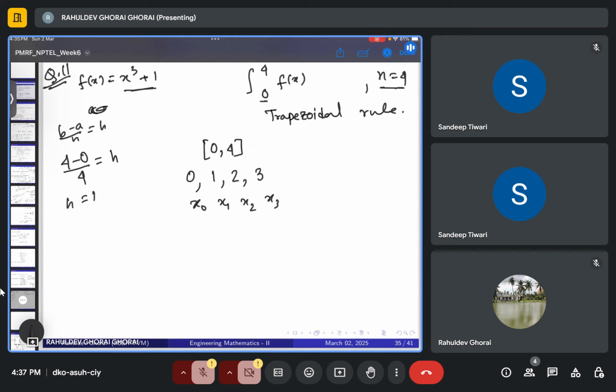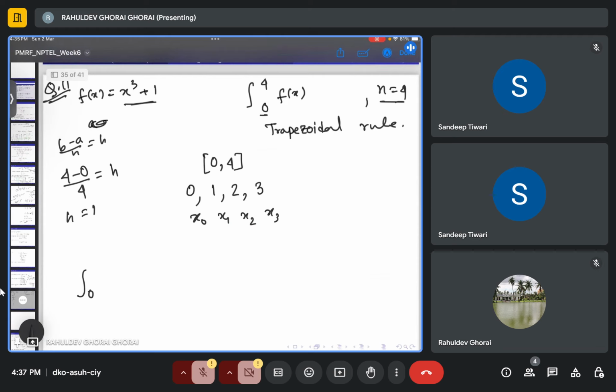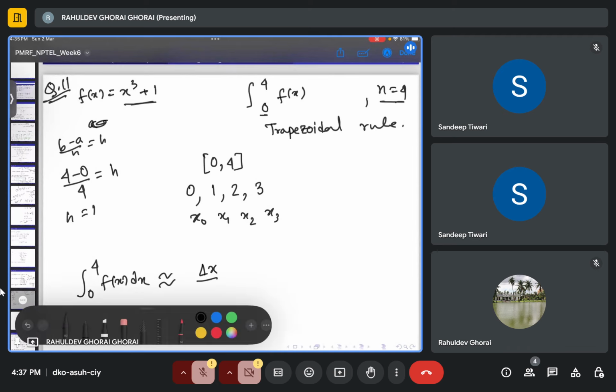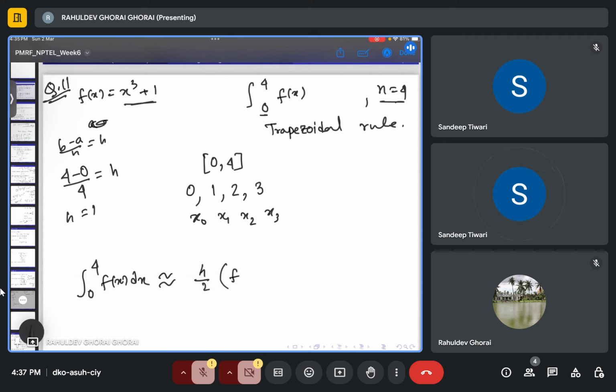Tell me, what is the rule here? The integral from 0 to 4 of f(x) dx using the trapezoidal rule, what will be the formula? Delta x over 2, or h over 2, sorry. H over 2 times the first 3 points f of x3.